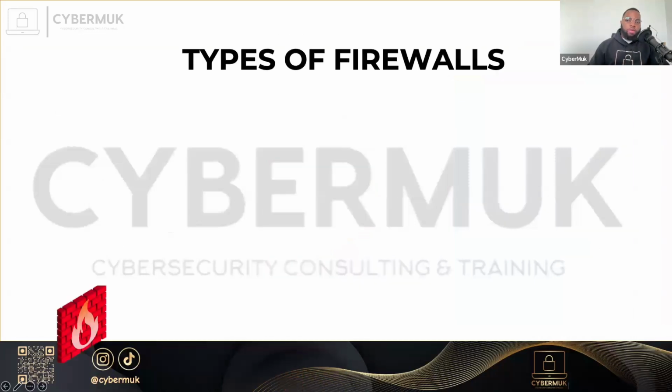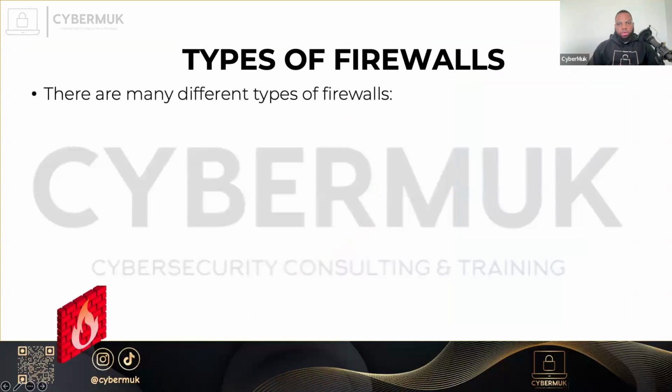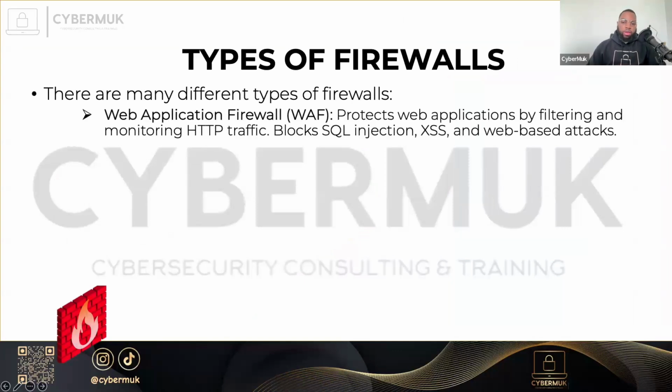Now, what are some types of firewalls? There are many different types of firewalls. First, you have a web application firewall. A web application firewall, also called a WAF, protects applications by filtering and monitoring HTTP communication. That is for web browsers. It blocks SQL injection attacks, cross-site scripting attacks, and multiple types of web-based attacks.